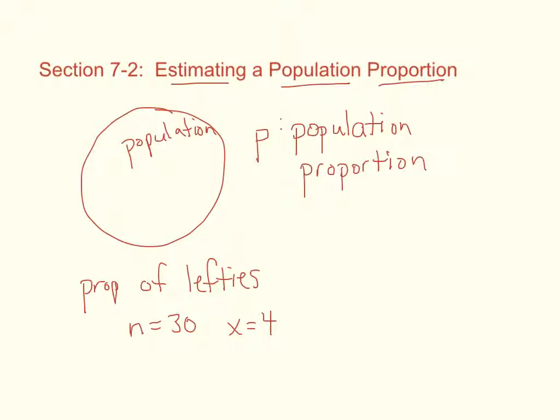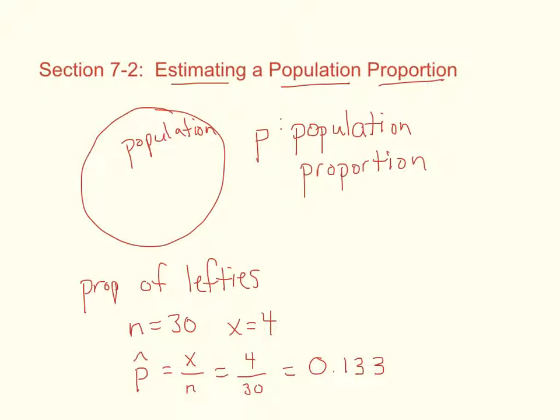So in our sample, our proportion, and remember, we denote that by p hat. The p hat is our symbol for a sample proportion. In this case, the proportion of lefties in our sample is just the number we have out of our sample size, or 4 out of 30. And if we reduce 4 out of 30 or take it to decimal, we get a p hat of 0.0133. That would be our sample proportion.